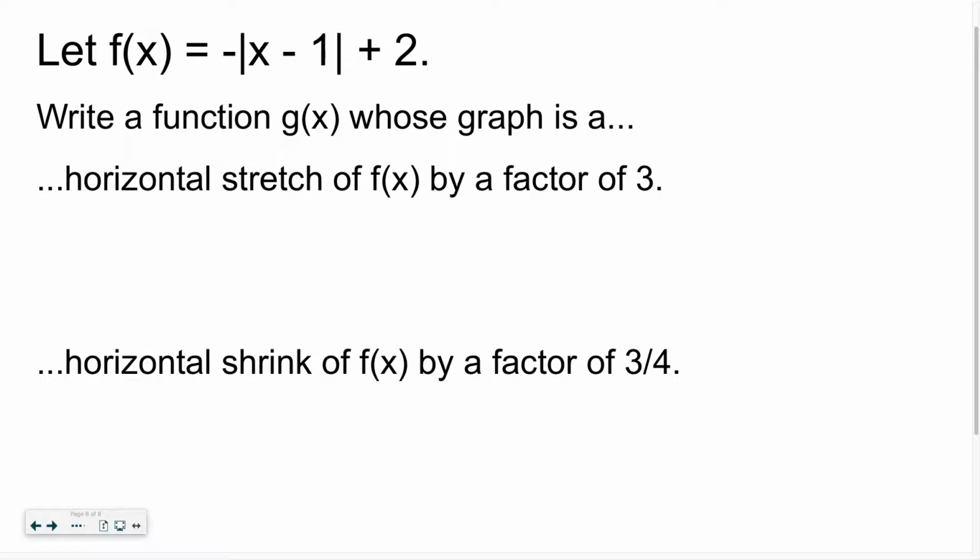We've got f of x is negative absolute value x minus 1 plus 2. Did you see how many numbers? You're in the front row. It looks big when you're up there. So let me see if I can see it at the wall. Yeah, I can still read it. But it is small on the board, isn't it?